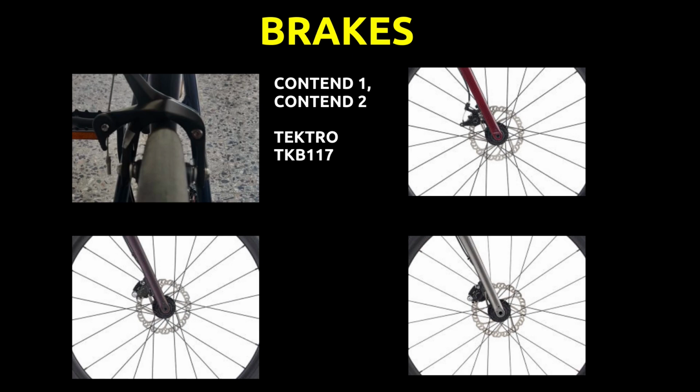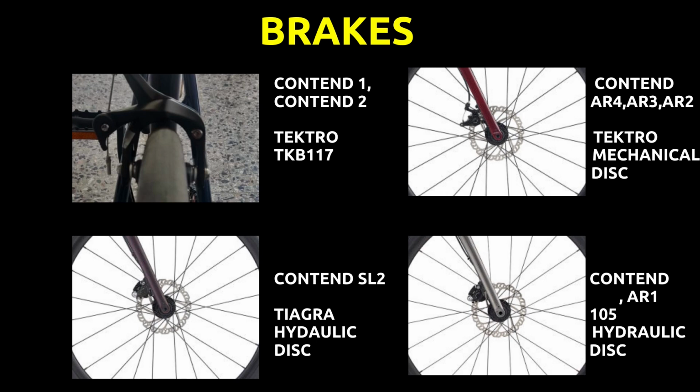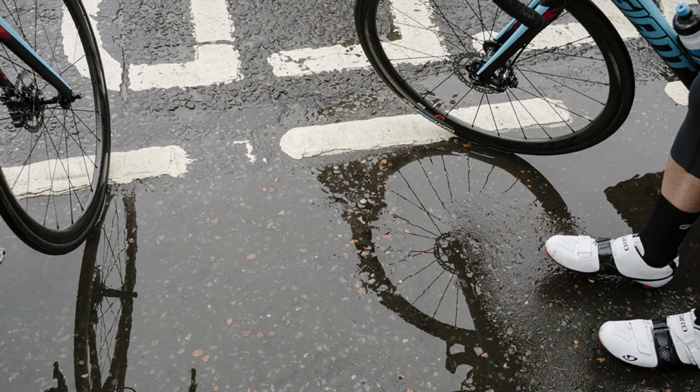The Contends come with the Tektro TKB117 calipers. The AR4, 3 and 2 come with Tektro C500 mechanical disc brakes, while the AR1 comes with 105 hydraulic disc brakes. Onto the SLs, the SL2 comes with Tiagra hydraulic brakes, while the SL1 comes with 105 hydraulic brakes. Hydraulic brakes provide significantly more stopping power than rim brakes or mechanical disc brakes, especially in the wet.